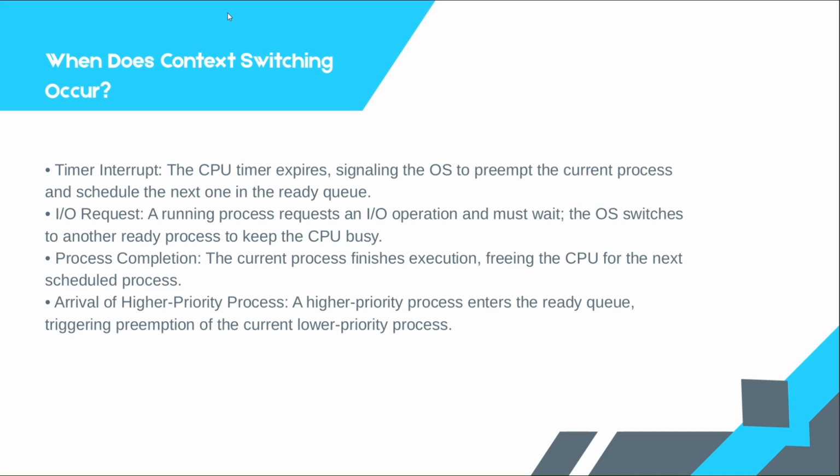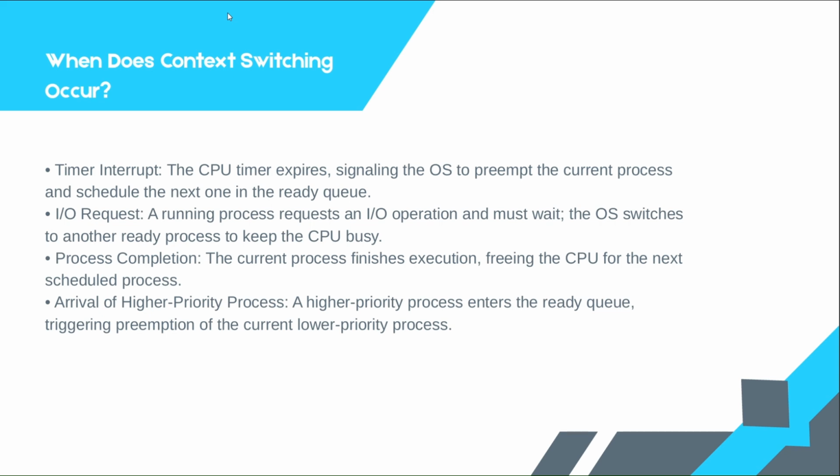The second situation is an input-output request. Sometimes a process needs to wait for an external device. For example, a browser may wait for internet data or a program may wait for a file from the hard disk. Instead of wasting CPU time, the operating system performs a context switch and starts executing another process until the first one becomes ready again.